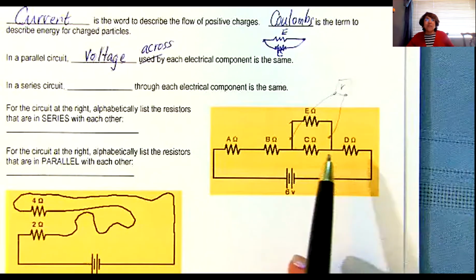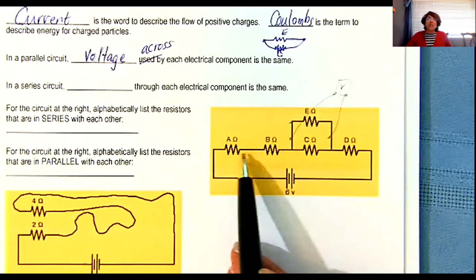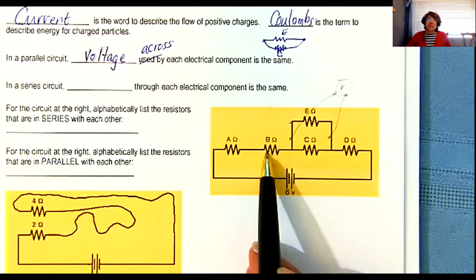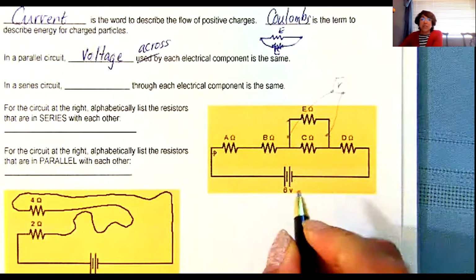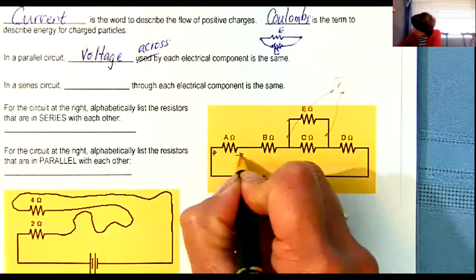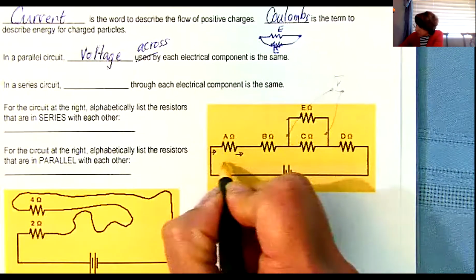Now, on the flip side, current, notice this A and B resistor. It turns out that the current going into this A resistor, which comes out of this A resistor, current doesn't change.